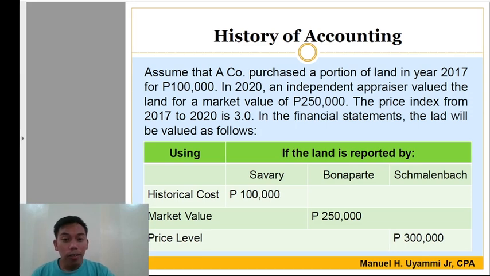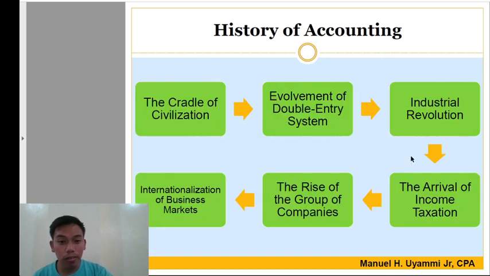Sana may naintindihan kayo sa discussion ko. Now, balik tayo doon sa history of accounting kasi meron pang industrial revolution. Ano ba yung industrial revolution na yan? Anong nangyari? Nagsimula yan noong 18th to 19th century from Europe, tapos lumaganap sa US, lumaganap sa Asia, na dyan nagkaroon ng major changes in agriculture, in manufacturing and transportation.